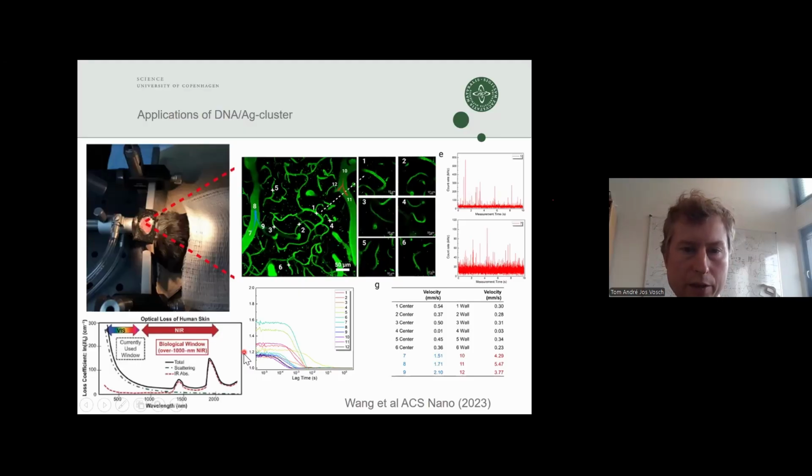So what are the applications or future directions of this? Since we can make very bright near infrared emitters, we would like to use these as fluorophores in the near IR region. And that's our potential goal of applications for these emitters. And we have started already to collaborate with some groups. This is an example of a collaboration with the group of Chris Richards in Kentucky, where we used DNA-stabilized silver nanoclusters for measuring blood velocities in the brain of a mouse.